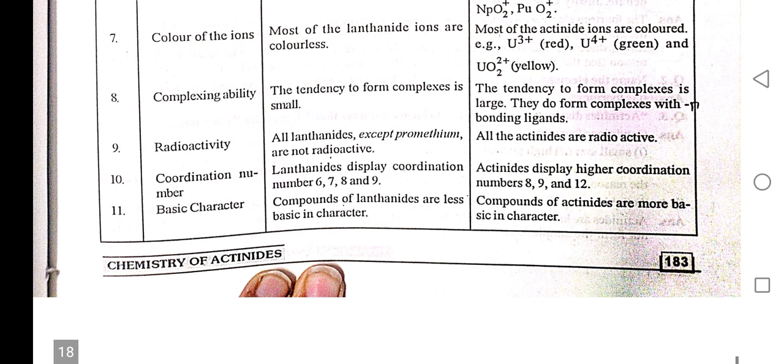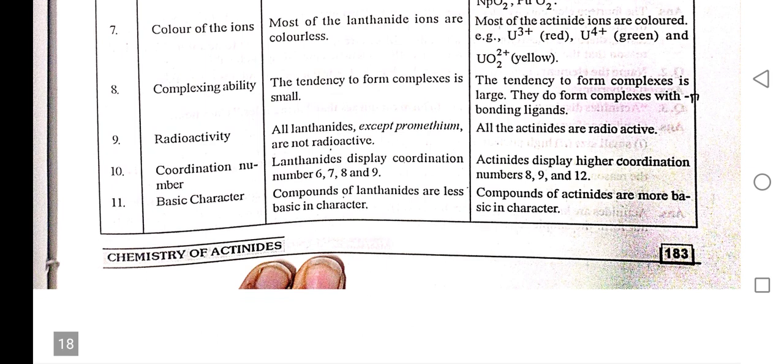Coordination number. Lanthanides display coordination numbers 6, 7, 8 and 9, and actinides display higher coordination numbers 8, 9 and 12. Basic character. Compounds of lanthanoids are less basic in character. Compounds of actinoids are more basic in character. Thank you.